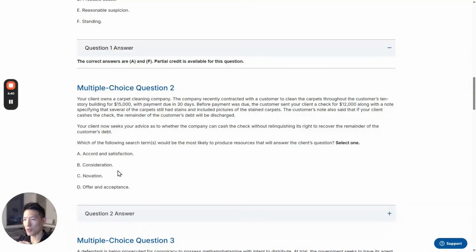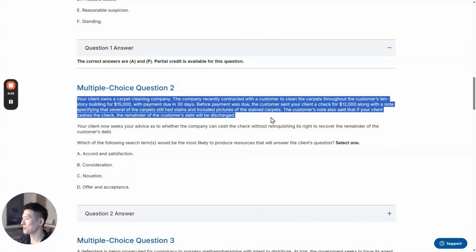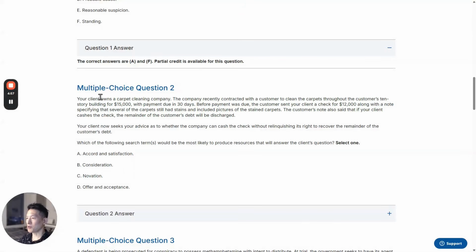And what's step number 1? What's the threshold issue? For contracts, of course, there's the classic UCC versus common law. But in this case, what is the nature of the dispute? I think we have to take a look at the facts here to tell. So your client owns a carpet cleaning company. The company recently contracted with a customer to clean the carpets throughout a building for $15K.